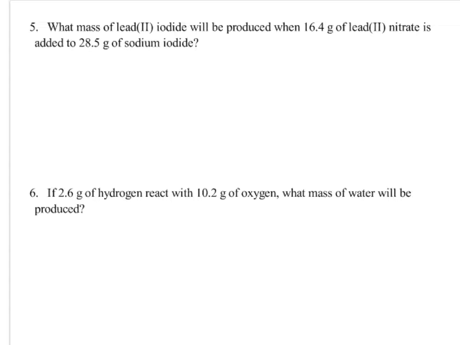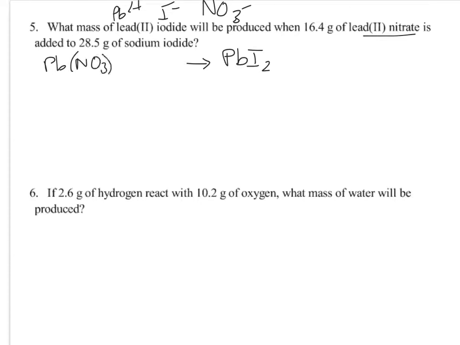So, lead-2 iodide, that's Pb2 plus. We got I minus, so PbI2. It says produced, so that's a product. Along with, will be produced when 16.4 grams of lead-2 nitrate. So lead-2 nitrate is Pb2 plus with NO3 minus. So that is Pb(NO3)2.